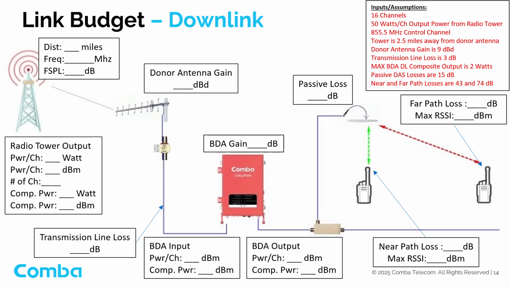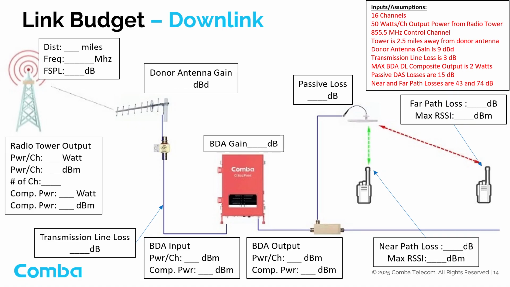The remaining values are based on system design assumptions. In this example, we are assuming a donor antenna gain of 9 dBd, a cable loss between the BDA and the donor antenna of 3 dB, a BDA maximum downlink composite power of 2 watts, a passive DAS loss of 15 dB, and near and far radio path losses of 43 dB and 74 dB respectively. We'll use the diagram on the slide as our guide, filling in each value as we move step by step from the donor antenna on the left to the portable radios on the right.